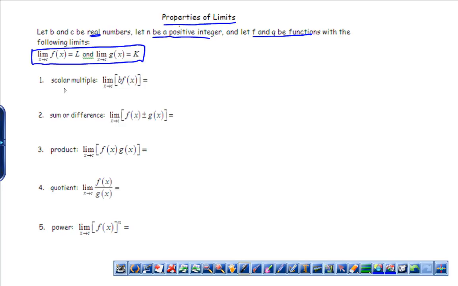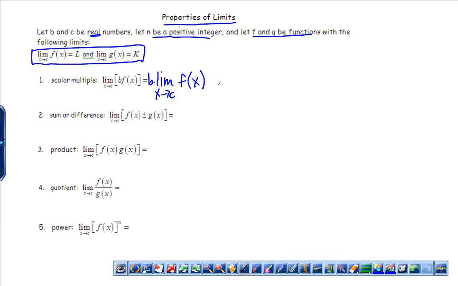On number 1, it says a scalar multiple. Well, a scalar multiple is when you have an expression multiplied by a real number, and I'm going to show you what that is. So I'm going to rewrite this right here. I have b, and then I have a function. So I'm going to rewrite the limit as x approaches c of b times your function f of x. Well, b is going to be multiplied by this limit. So here is my expression, or my function, which is multiplied by my real number b. So that's what scalar multiple means.